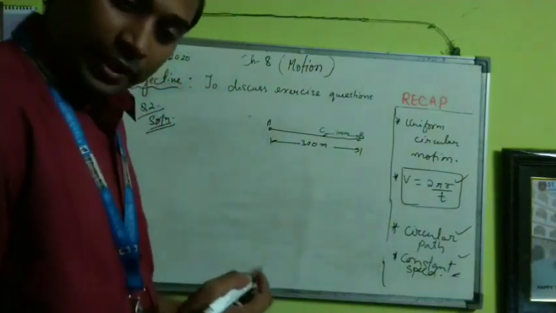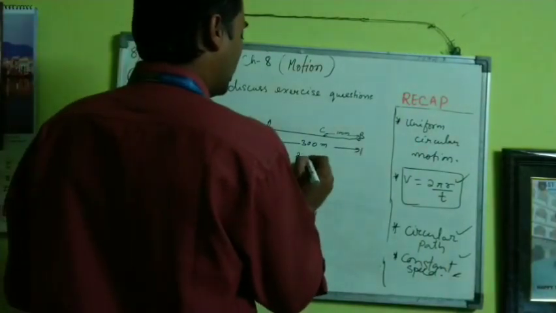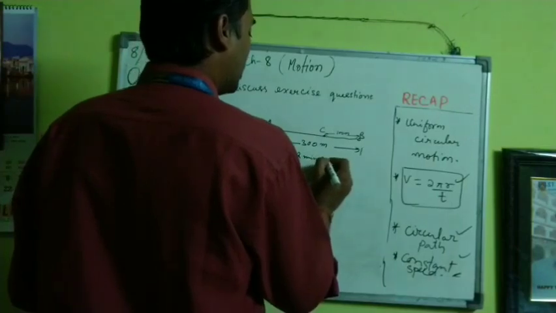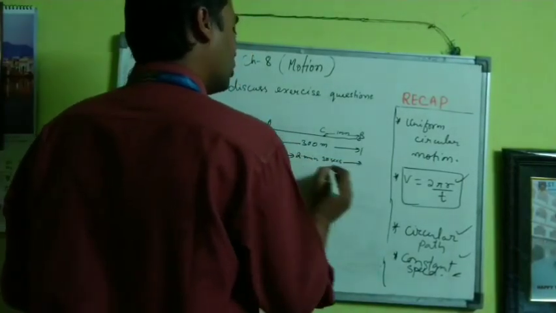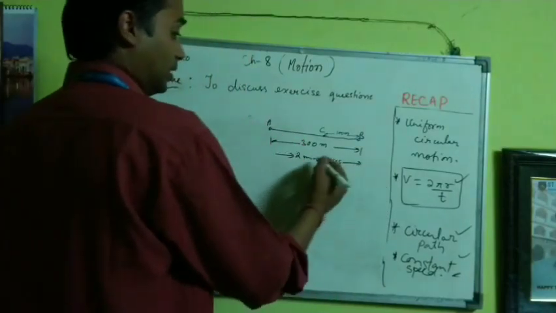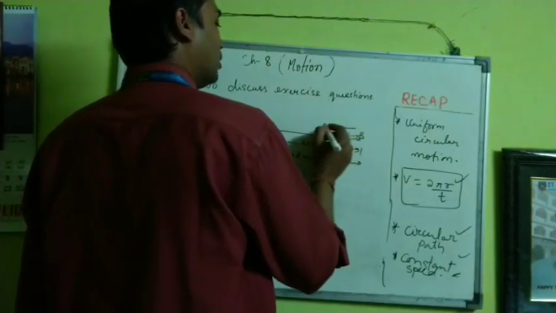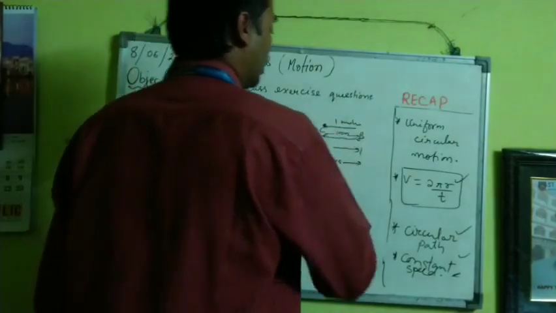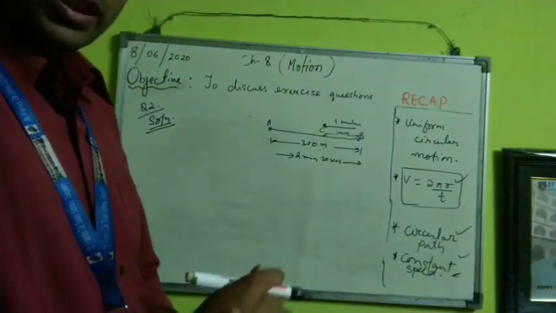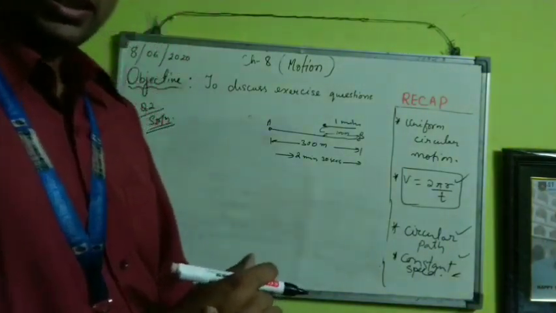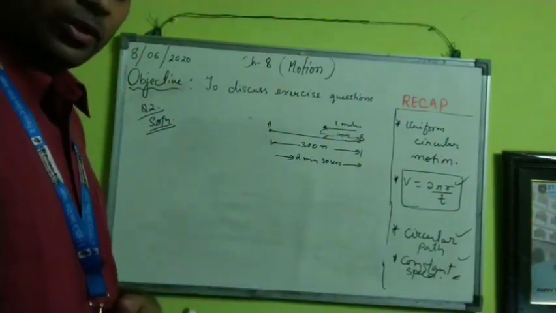It takes 1 minute to return back. So first of all, it takes 2 minutes 30 seconds to reach point B, and then it takes another 1 minute to reach point C. Fine. Now we have to find what are Joseph's average speed and velocities, number A from A to B and number B from A to C.